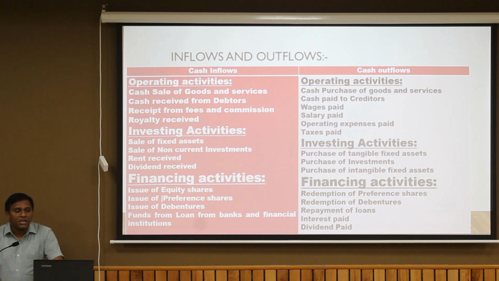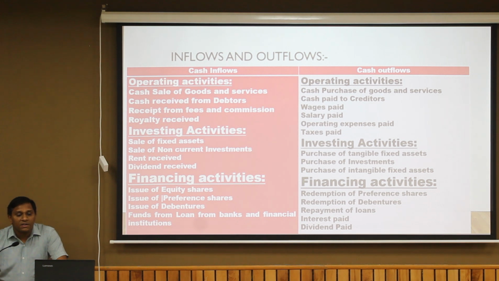Then the second very important activity is investing activity. And the inflow indicates sale of fixed assets. When we are selling fixed assets, it gives inflow of cash. Then sale of non-current investments, it is again inflow of cash. Rent received, then dividend received, etc. are providing cash to the firm. And similarly, when purchase of tangible fixed assets takes place, it is outflow. When purchase of non-current investments takes place, it is outflow. Similarly, when intangible assets are purchased like goodwill purchased, that is also outflow of cash.